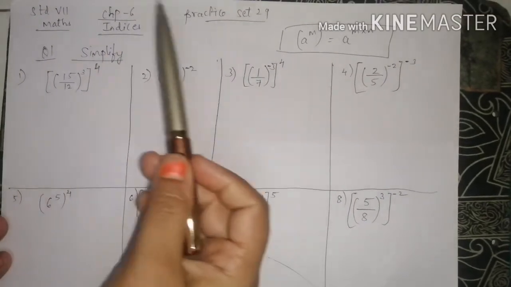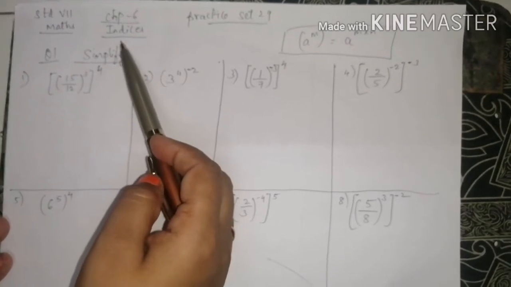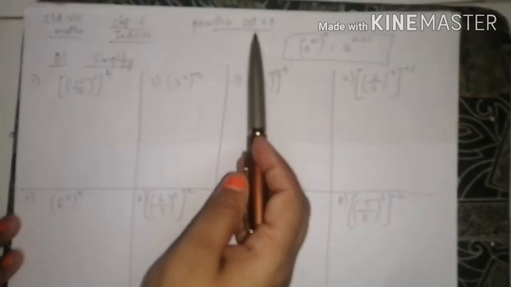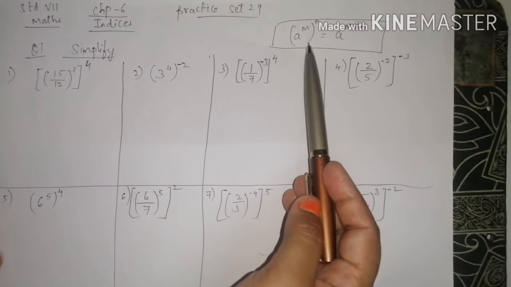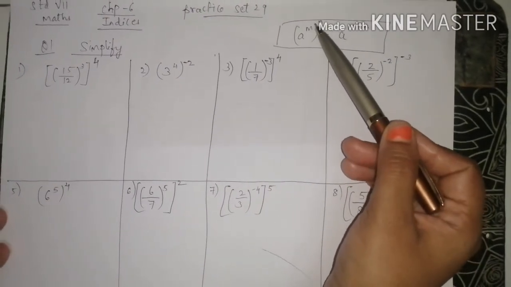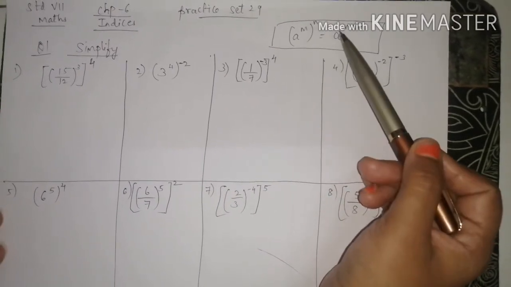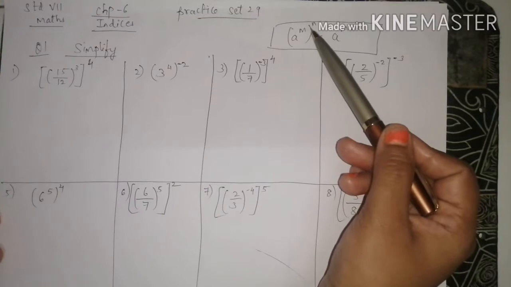Welcome students. Today we are going to see practice set 29 of chapter 6, that is indices. Practice set 29 is based on one more law of indices. This is a raised to m raised to n, and in between there is a bracket. If it is like this, we have to multiply the powers.